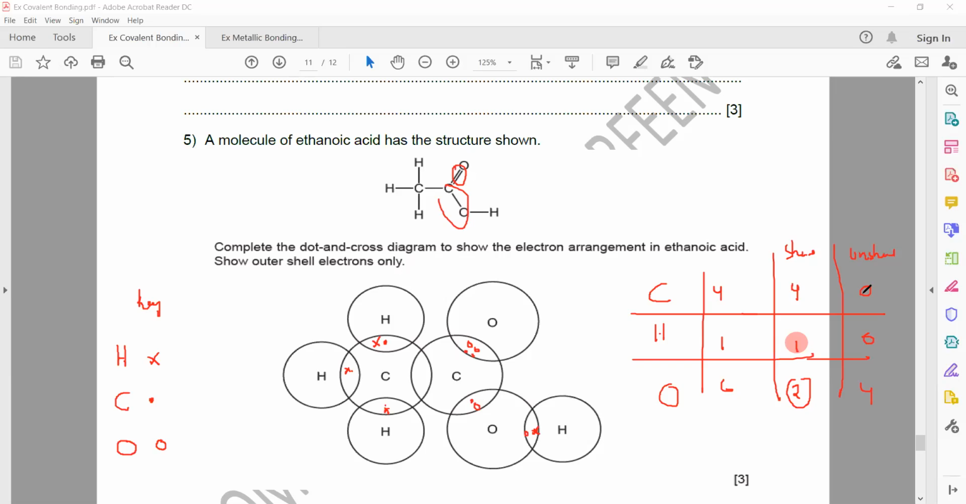But carbon does not have any unshared electrons, hydrogen also no unshared electrons. But there are unshared electrons on each oxygen, which are 4. So you have to draw those unshared electrons on oxygen. So 1, 2, 3, 4. Same thing, 1, 2, 3, 4. So this is the structure of ethanoic acid in which there is a sharing of electrons. Each carbon shares 4 electrons, each oxygen shares 2 electrons, and each hydrogen shares 1 electron. Is it clear? Any doubt in this?